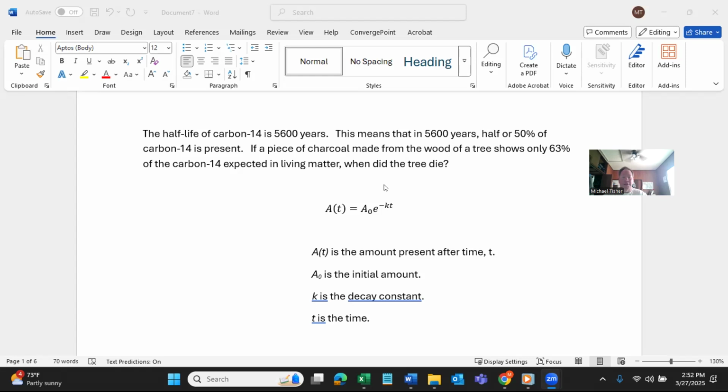So to see what that answer is going to be, we're going to apply this formula, A of t equals A sub 0 e to the negative kt, where A of t is the amount present after time t, A sub 0 is the initial amount, k is the decay constant, and t is the time. The first thing that we're going to do is find k.